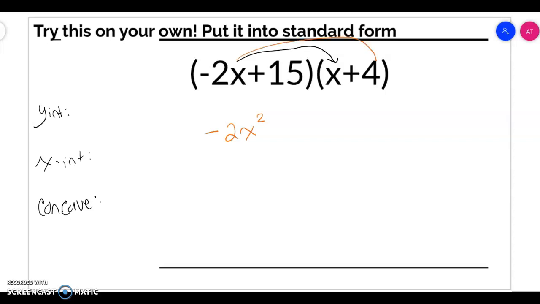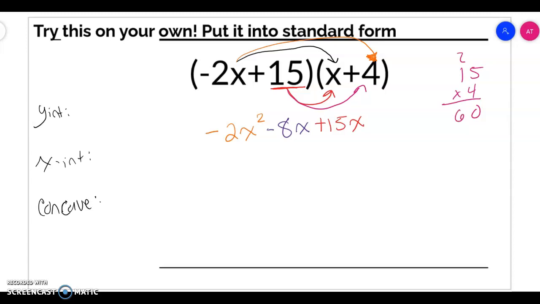Now I'm going to take negative 2x and multiply it by a 4. Well, negative times a positive is a negative. So negative 2 times 4 gives me negative 8, and I still need to bring the x with it. Now I have 15 times x, which is just going to be a positive 15x. And last but not least, now I have 15 times 4. So if I didn't know what that was, I can write it off the side, and it's going to be 60. Cool.